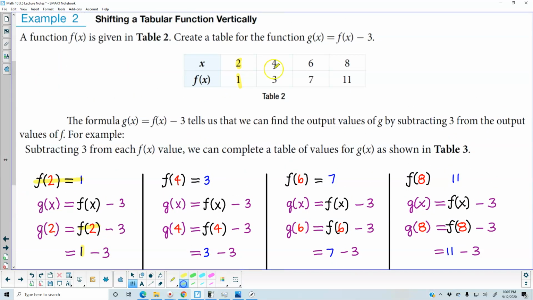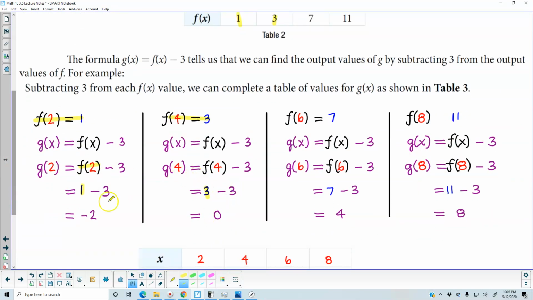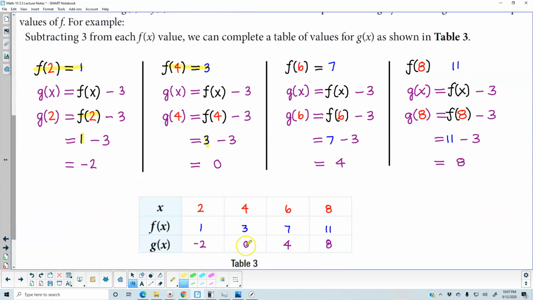Let's take a look at the next one here. We have an input of 4 and an output of 3. So that means f of 4 is going to equal 3. If we have g of x, we know it's going to equal f of x minus 3. So if we want to find g of 4, it's going to equal f of 4 minus 3. What does f of 4 equal? The output is 3. And so therefore, 3 minus 3 gives us 0. So now we're going to add another piece to this row. Again, we have an input of 4, an output of 3 for f of x, and g of x gives you an output of 0.